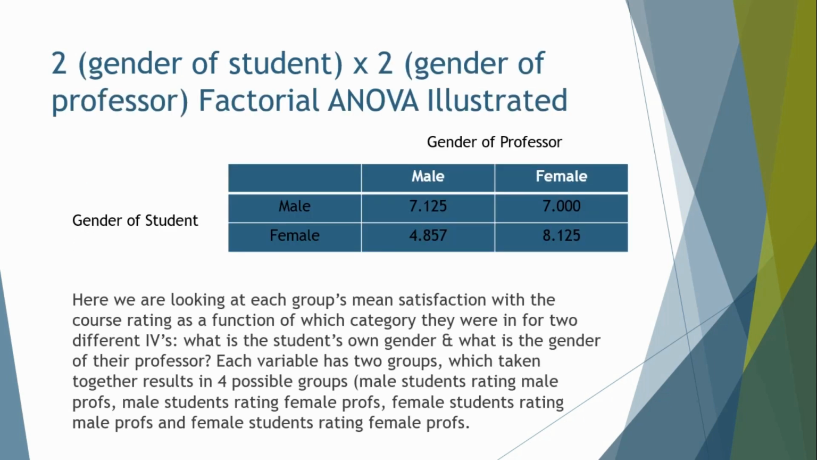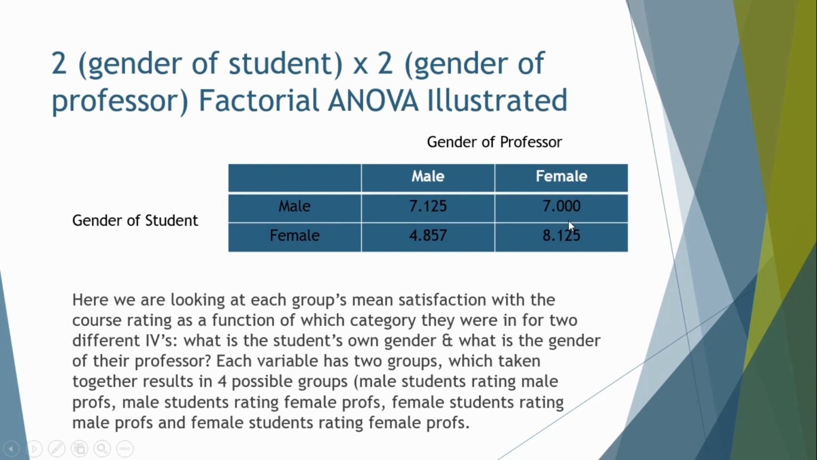So when we break this down, we end up with, yes, we have 2 groups that are either rating a male versus female professor, or we have 2 groups that is either male or female for the student, but we really have 4 because we have instances where it's a male student rating a male professor, instances where it's a male student rating a female professor, instances where it's a female student rating a female professor, or a female student rating a male professor. So here's this, gender of the professor, male, female, gender of the student, male, female, okay?